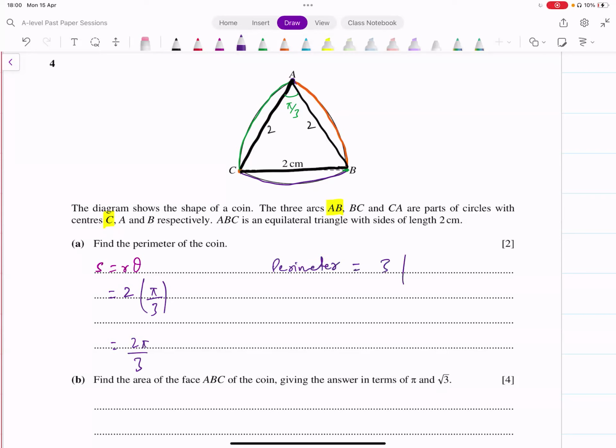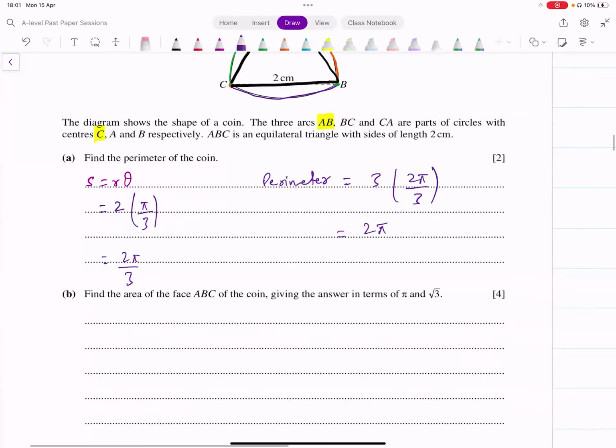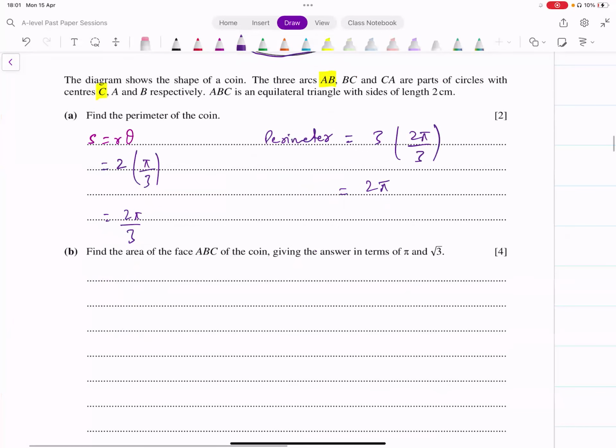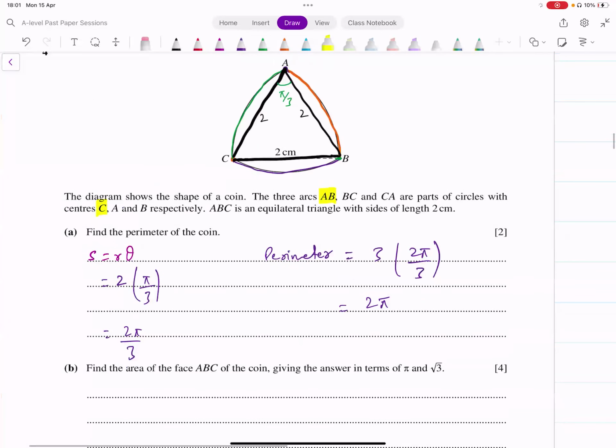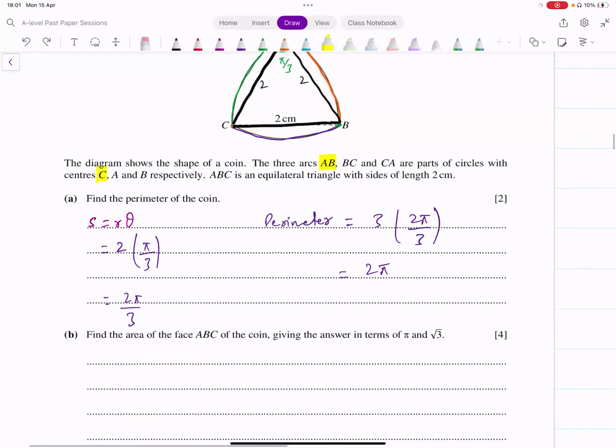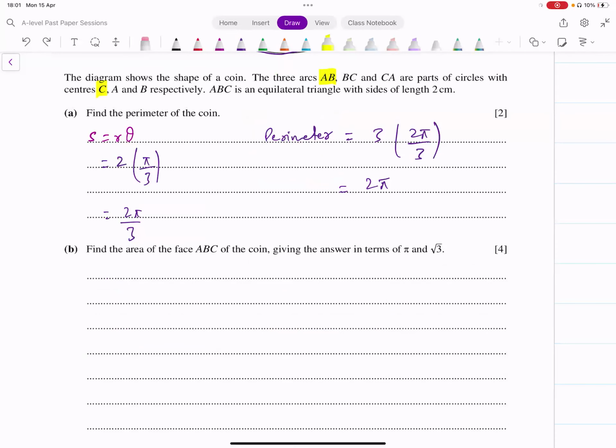Perimeter is 3 times 2 pi over 3, because we've got 3 arcs like this, right? So what does that become? That becomes 2 pi. That's the perimeter of this whole figure. Now it says find the area of the face ABC of the coin. So we want to find the area of this complete figure. We want to find the total area of the shape, giving the answer in terms of pi and under root 3.